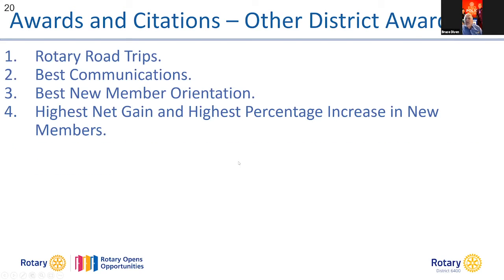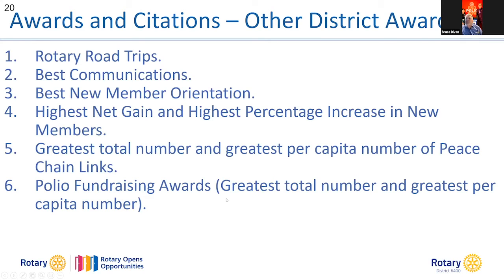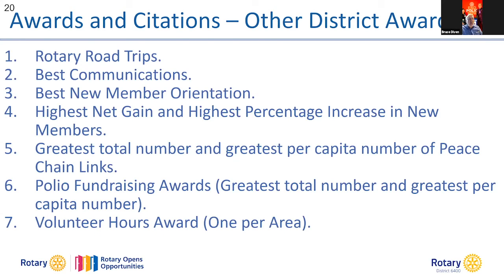Number 6 is polio fundraising awards. Again, we're going to have the greatest total number and greatest per capita number for polio fundraising. There are 2 events that we're pushing this year. One is the skydive for polio, which we'll discuss later on. And also World Polio Day, which is always on October 24th. Our hope is that things will be loosened up and we'll actually be able to gather for those events. Big crossing our fingers on the skydive for polio. The last one is the Volunteer Hours Award.